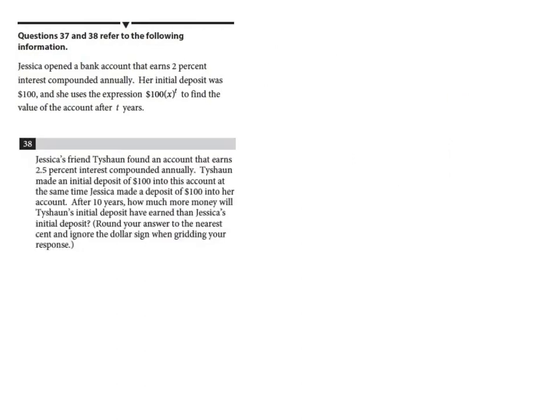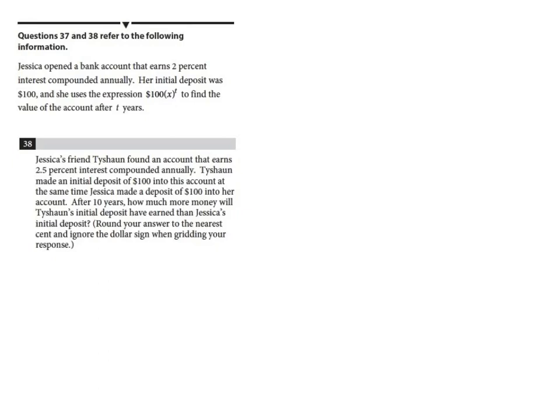Okay, and we're dealing with the same setup here, except now Jessica's friend Tyshawn found an account that earns 2.5% interest compounded annually. Tyshawn made an initial investment of $100 into this account at the same time that Jessica made a deposit of $100 into her account. After 10 years, how much more money did Tyshawn's initial deposit earn than Jessica's initial deposit? Okay, so we need to figure out how much Tyshawn earned and how much Jessica earned.